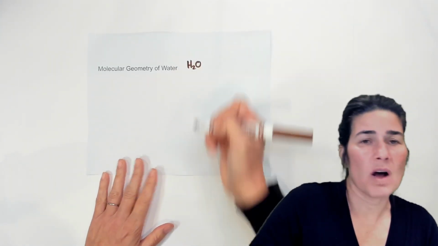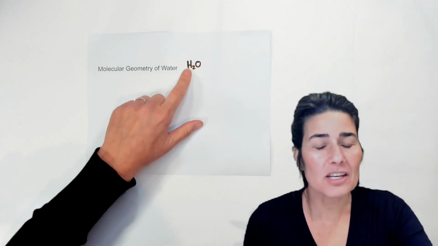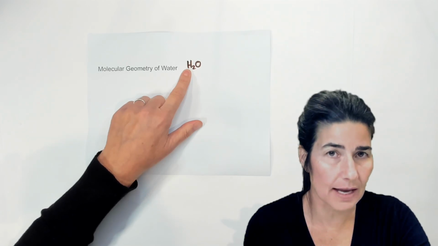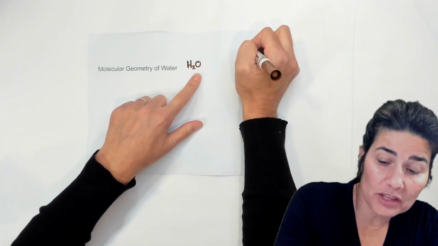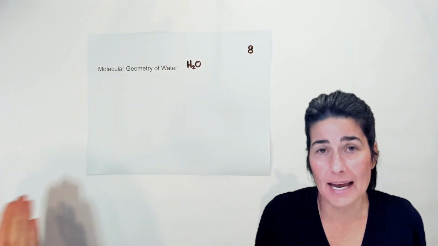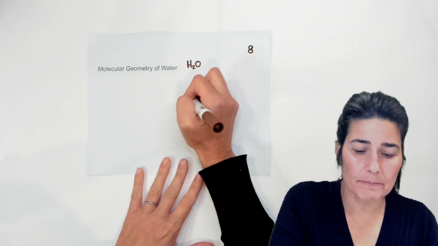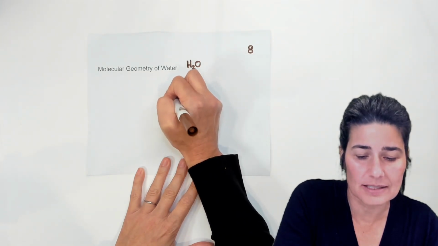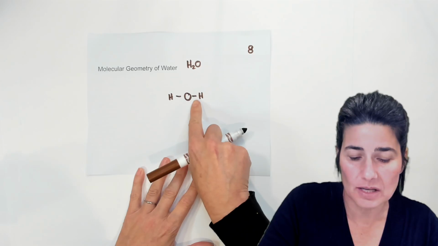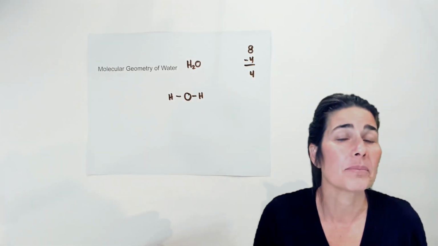Step one says add up all your valence electrons. Each hydrogen has one valence electron and oxygen has six. That leaves me with a total of 8 electrons I get to play with. Step two, put the different one in the middle. We're going to put oxygen in the middle and connect our hydrogens with single bonds. We just used up 4 electrons. 8 minus 4 is 4.